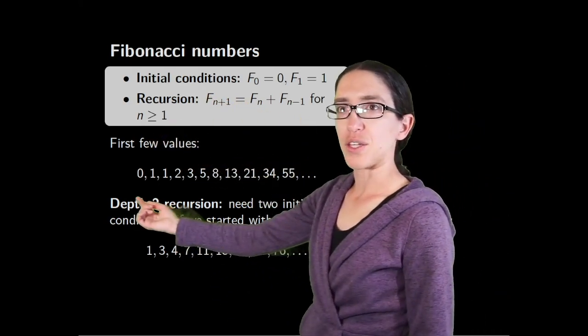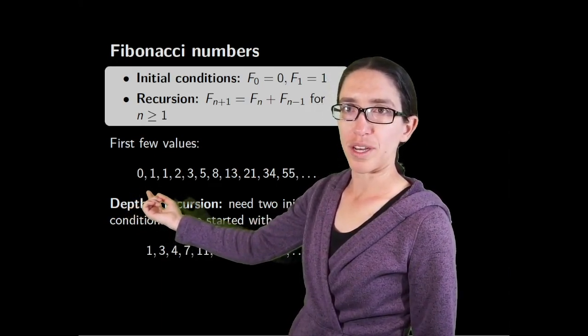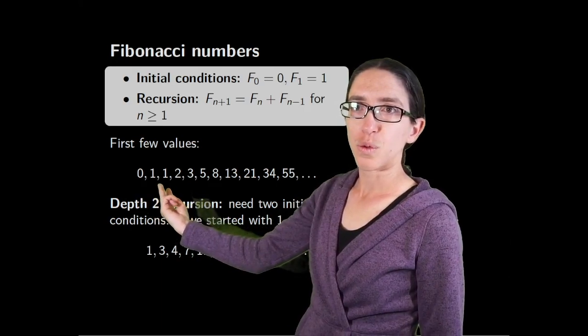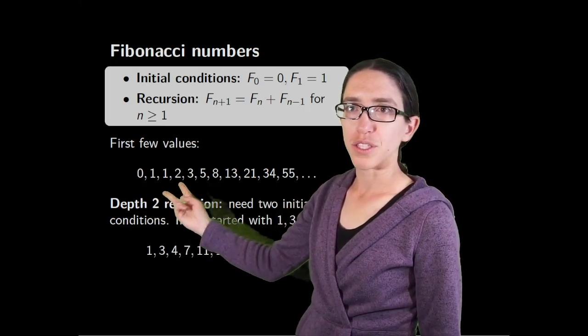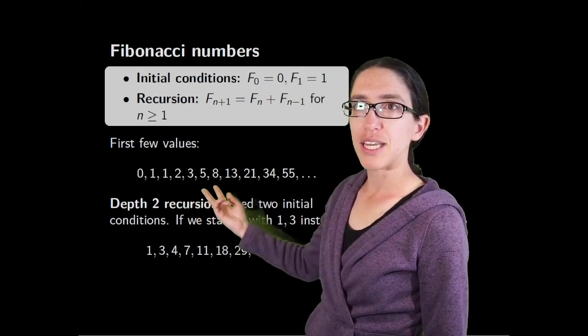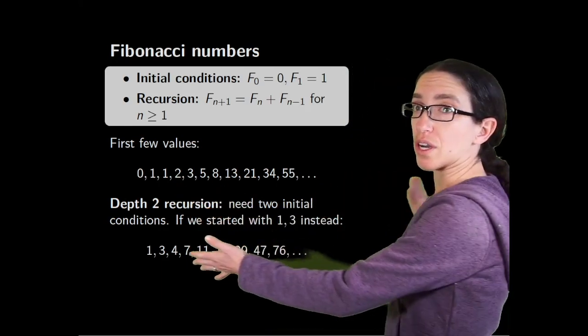So the first few values, you start with the initial conditions 0 and 1, and then each number is the sum of the previous 2. 0 plus 1 is 1. 1 plus 1 is 2. 1 plus 2 is 3. 2 plus 3 is 5. 3 plus 5 is 8, 5 plus 8 is 13. This keeps going off to infinity.